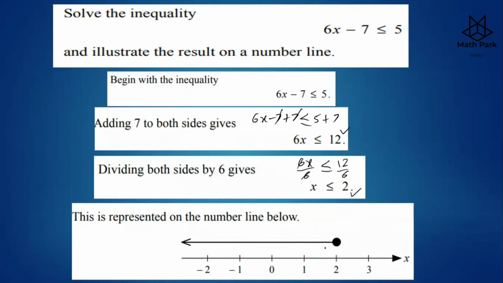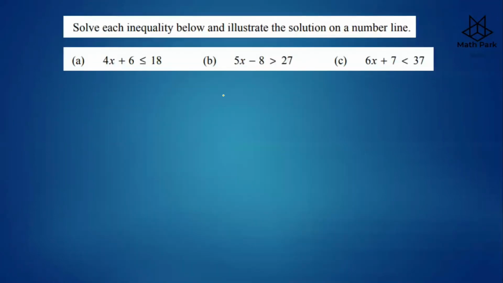So x takes the values which are less than 2, and that is why this is the number line which shows x is less than or equal to 2. Okay. Few more examples: solve each inequality below and illustrate the solution on the number line.